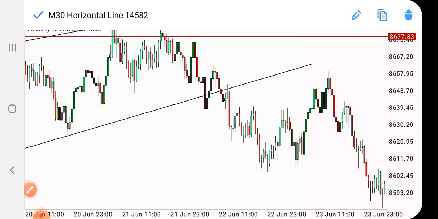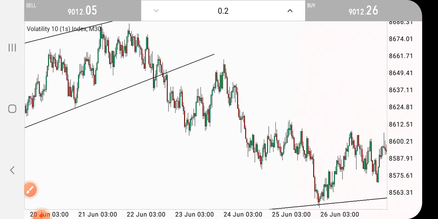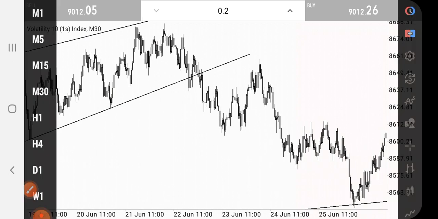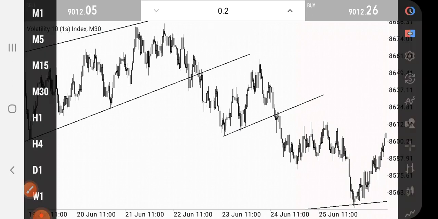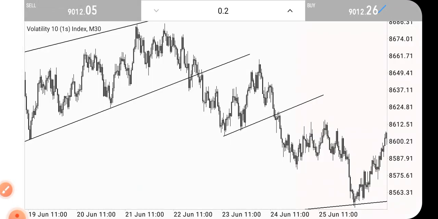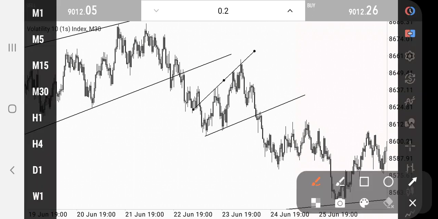Let's see another entry where you should have made an entry. So we have this area here. The market was still trending down, and then you connect your higher lows like this. Then you come here, you see the market was trending down. Each and every moment it breaks out, it gives us an entry.